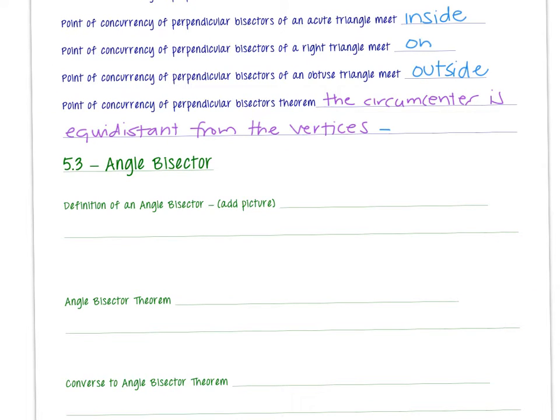Okay, 5.3 was angle bisectors. So definition of an angle bisector is what? Use its name. What does it do? It bisects an angle. What does bisect mean? Cuts it into two equal parts. Okay, so it's technically a ray. It could be a segment, it could be a line, anything like that, that cuts an angle into two congruent angles.